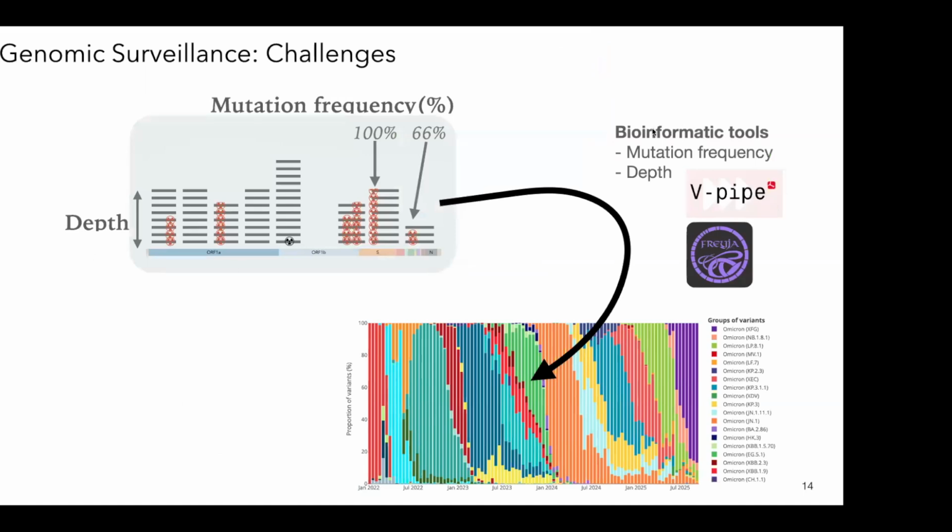Once you have this information, you have some strong bioinformatic tools that are going to look at the mutation frequency. In that case, you have 100% mutation frequency, or only 60% here. And with the depth, you are able to process this information into every sample has that much, 10% of that variant, 80% of that variant, et cetera. The big one I could think of when I did the presentation is VPipe, but you may have heard about Freyja, which is widely used, and it's what we are using here in Wisconsin for our dashboard. And the plot underneath is a screenshot of our dashboard.